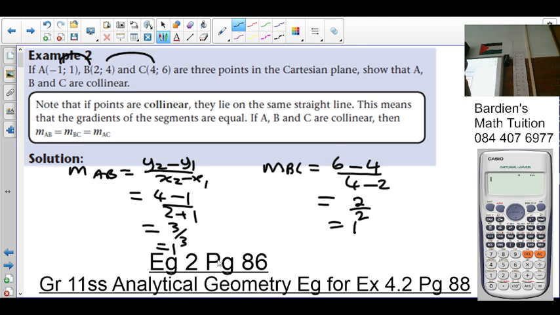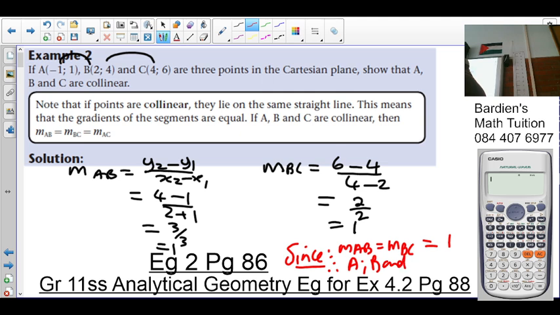So are they equal? So what do I say? Since the gradient of AB is equal to the gradient of BC, which is equal to 1, therefore A, B, and C are collinear. Any confusion there, people? You all understand?